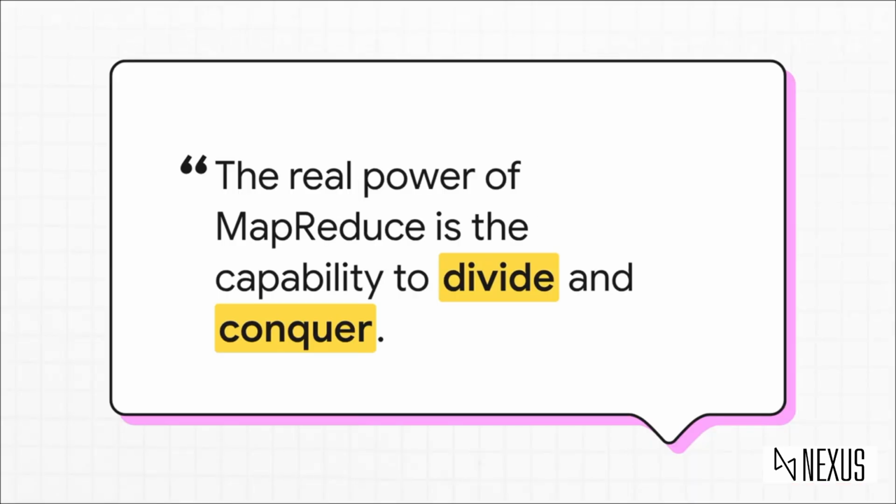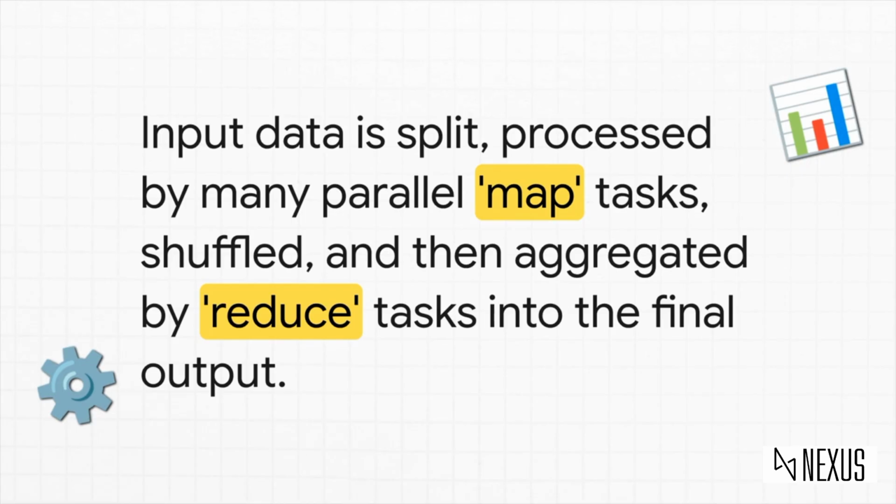The entire philosophy behind MapReduce can be boiled down to these two words. You don't try to solve one massive problem on one giant supercomputer. No way. Instead, you divide the problem into thousands of tiny, manageable pieces, and you conquer each of them separately, all at the same time. And this divide and conquer idea follows a really clear sequence.